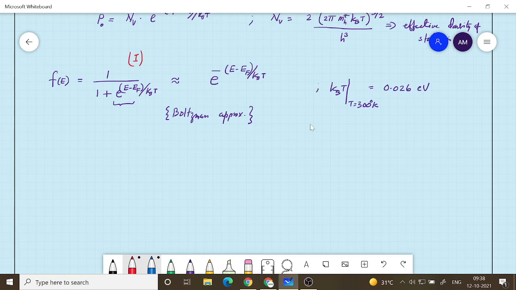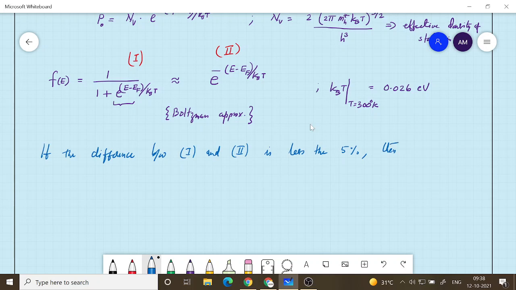So here this is expression 1 and this is expression 2. If the difference between 1 and 2 is less than 5%, then we can employ the Boltzmann approximation.